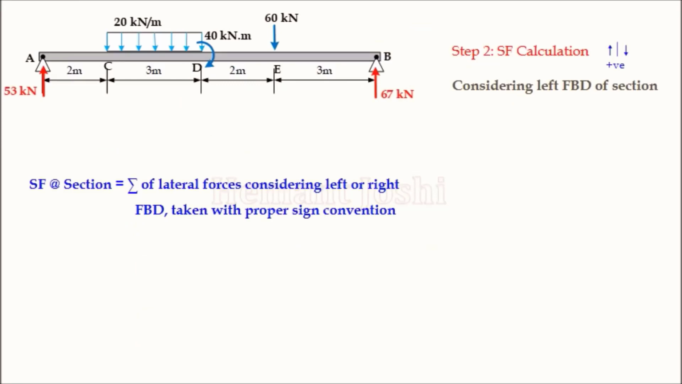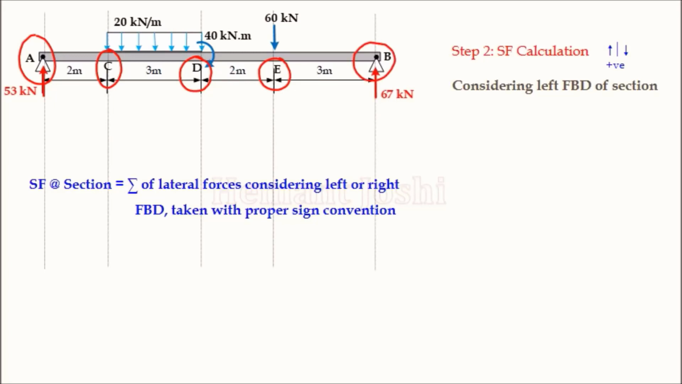Now the second step is shear force calculation. But before that, just a reminder, I talked about the feature points on the beam. How to recognize them? Just identify the points where the loading rate changes. If I look at the beam, A is my first point, then C is my second point, where the UDL starts. D is my third point, where the couple is acting as well as the UDL ends. E is my next point, where again a point load is acting, and B is my last point. This is how the feature points are considered.